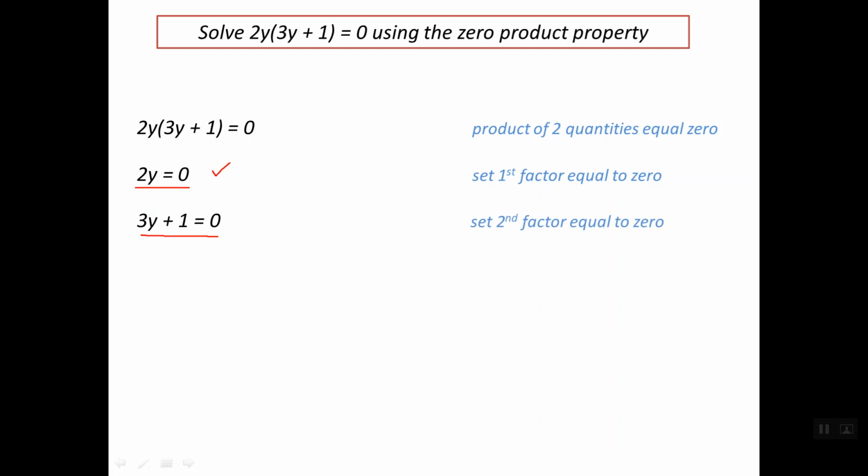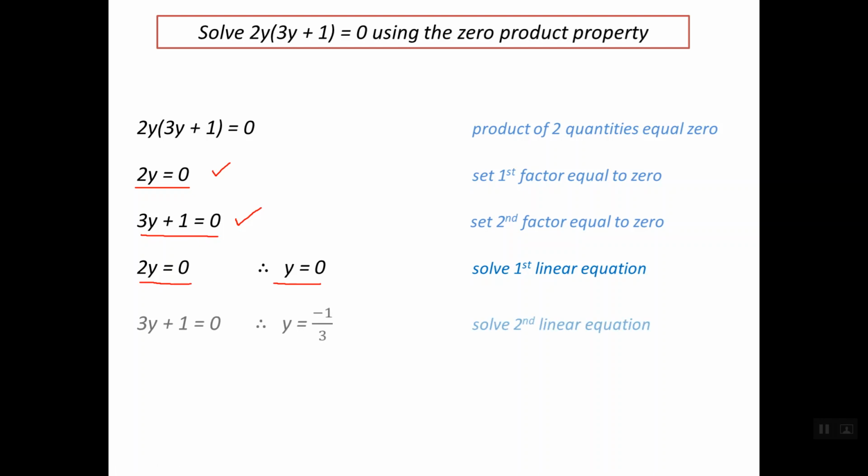Now we have two linear equations. We can simply solve for y. So in the first equation, 2y is equal to 0, so y is equal to 0. And for the second equation, 3y plus 1 equal to 0, so y is equal to minus 1 over 3. So now we can simply check these two solutions.